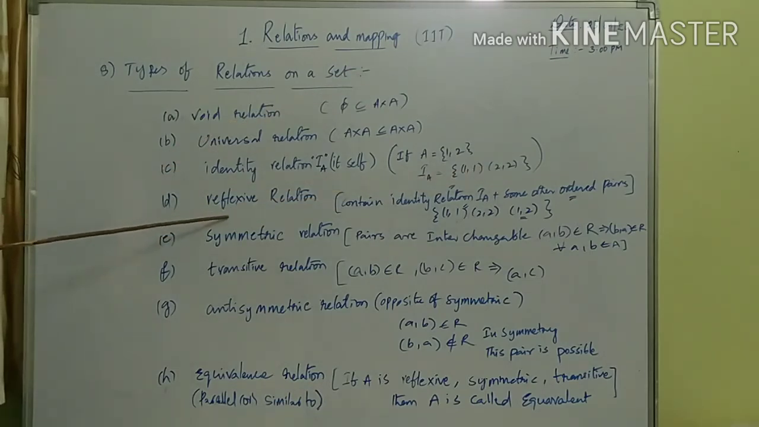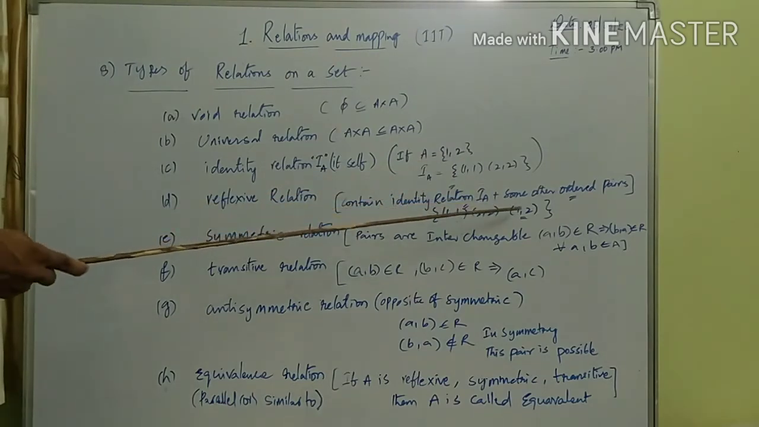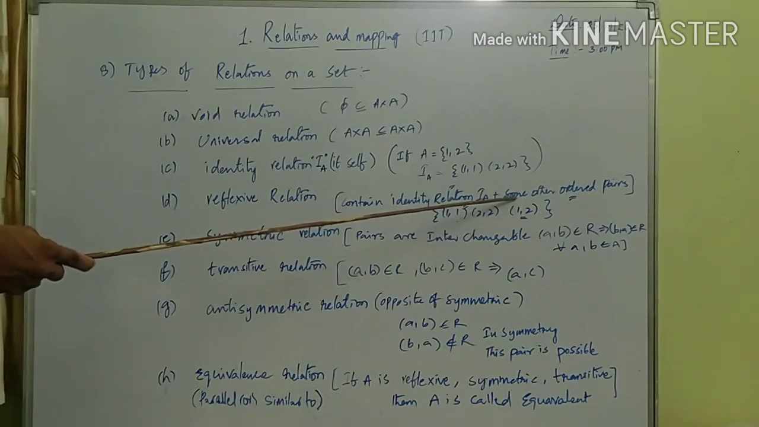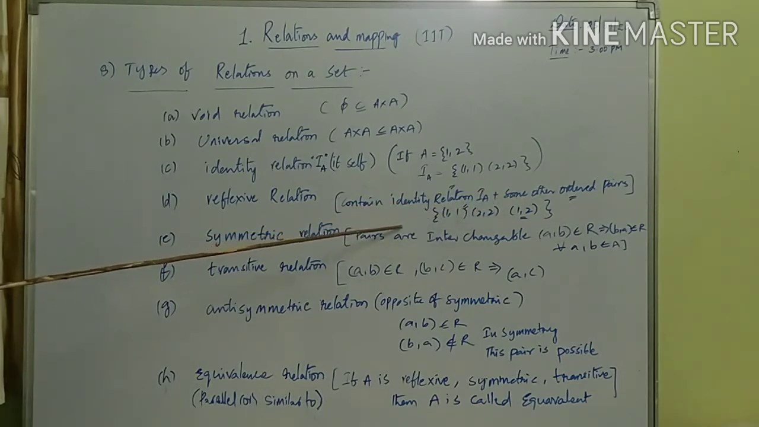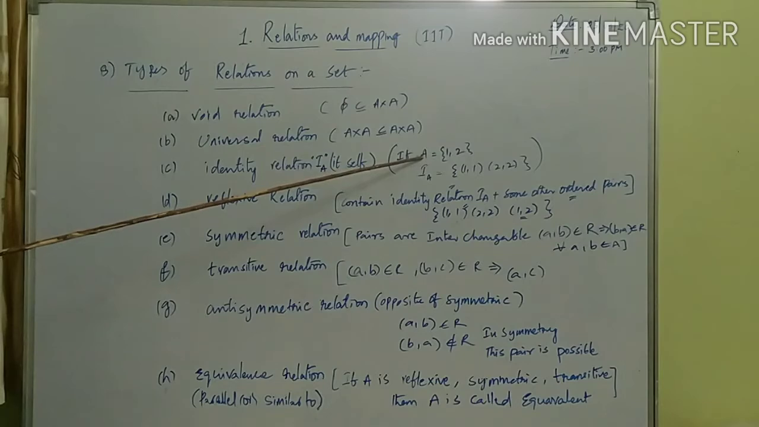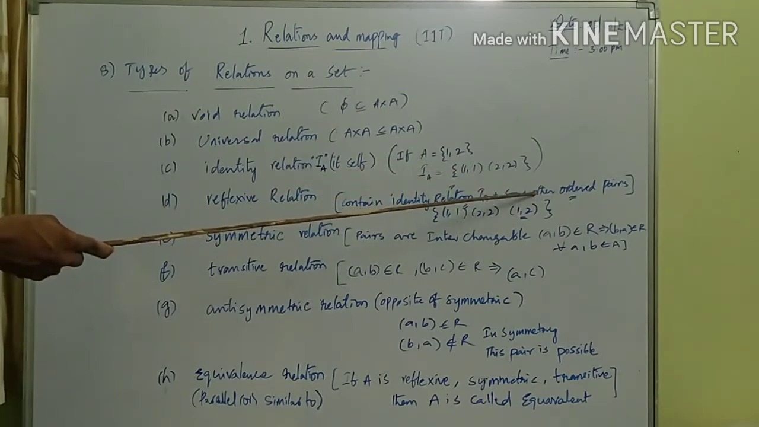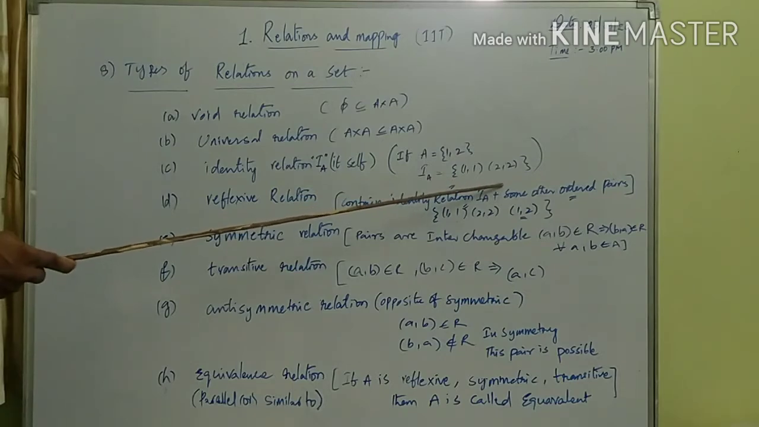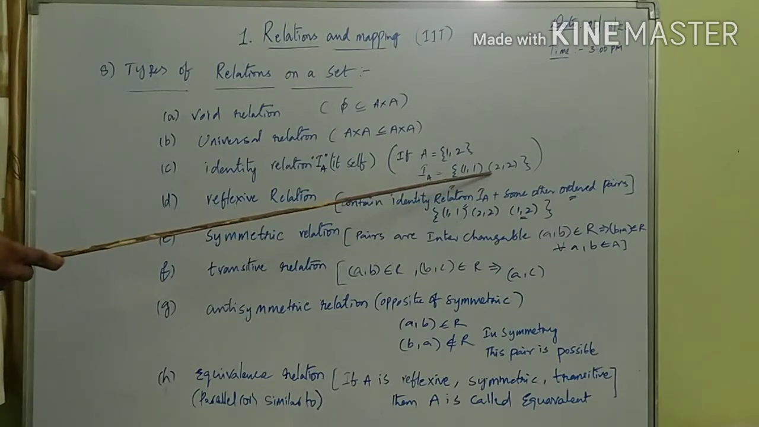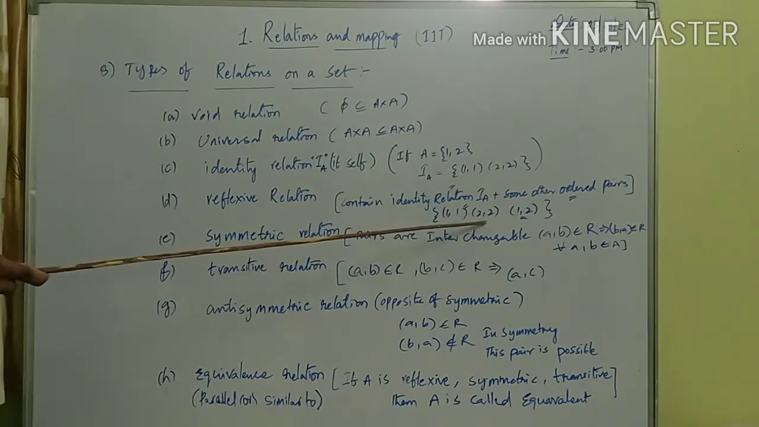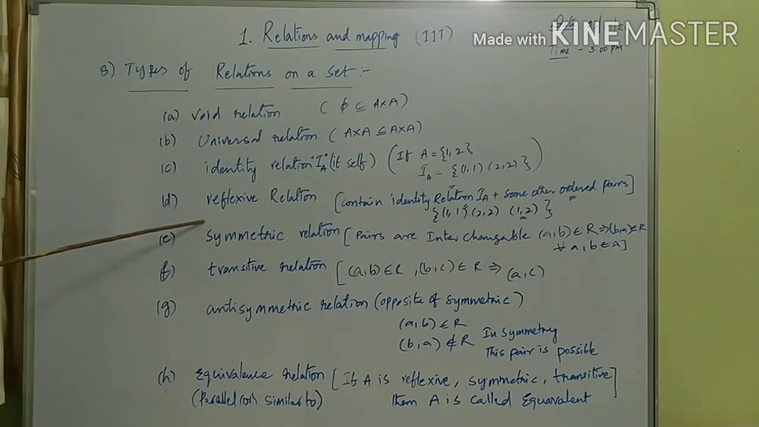Next one, reflexive relation. Reflexive relation means it contains the identity relation plus some other ordered pairs. Here the identity relation is 1 comma 1 and 2 comma 2, plus some other ordered pairs, like 1 comma 2 or 2 comma 1. This type of example is called a reflexive relation.